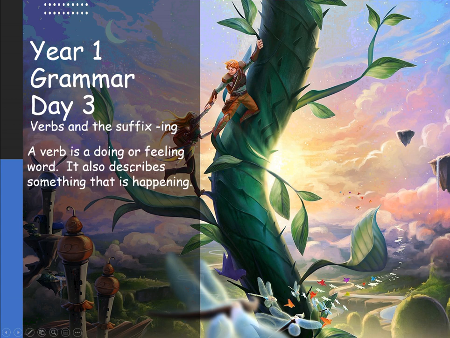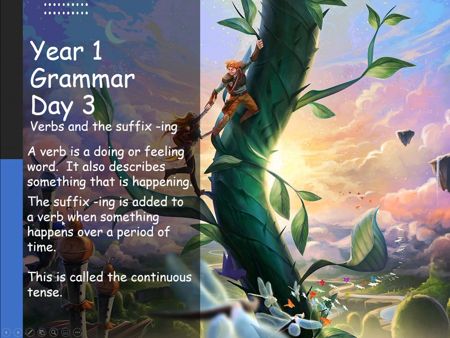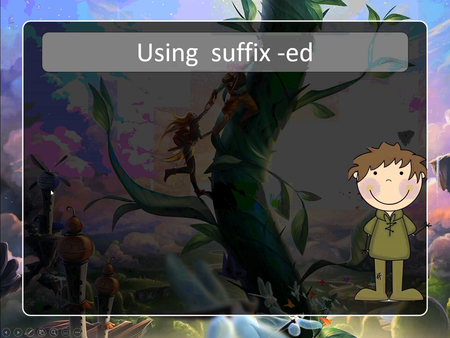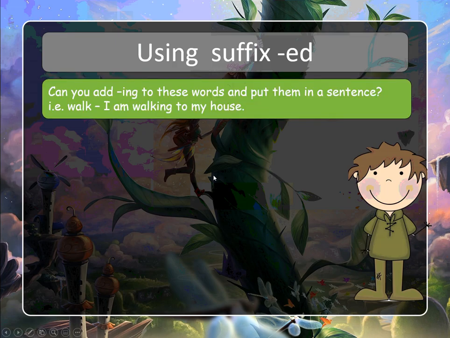Okay, so a verb is a doing or feeling word. It also describes something that's happening. The suffix ing is added to a verb when something happens over a period of time, and this is called the continuous tense. Okay, so today Jack would like you to do this.